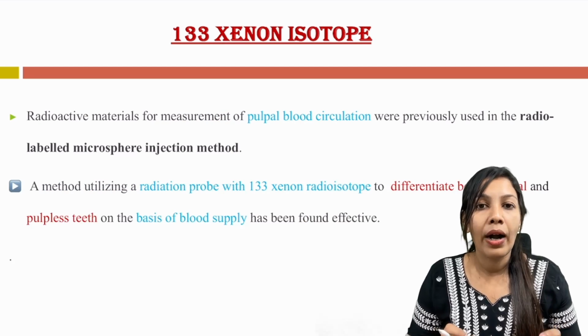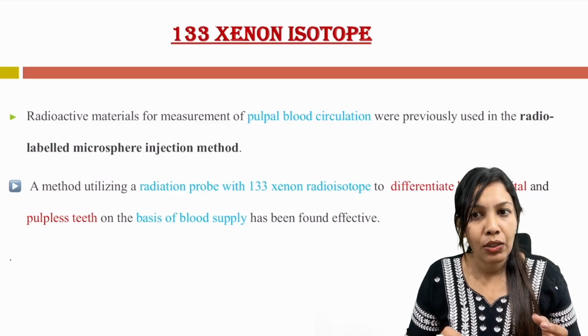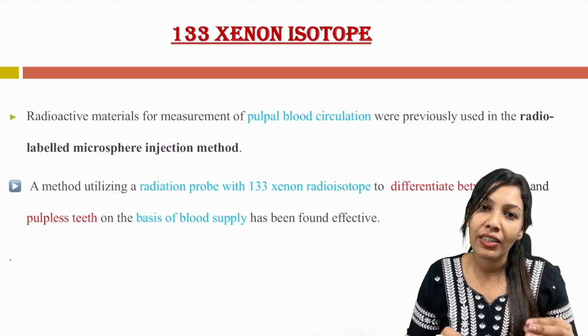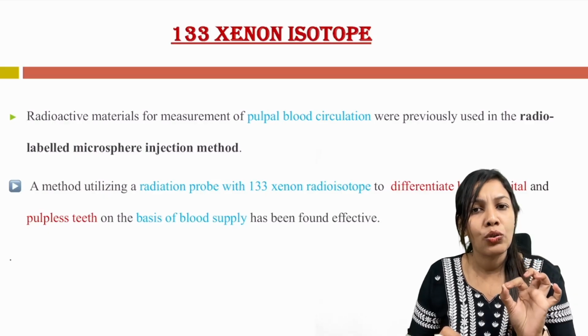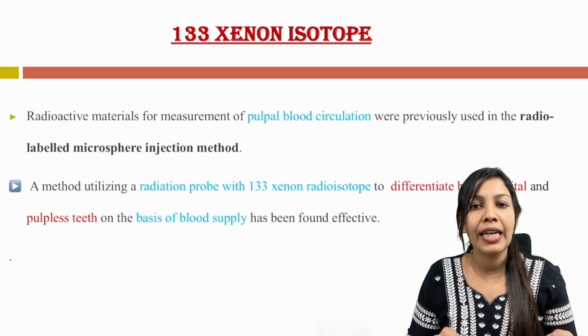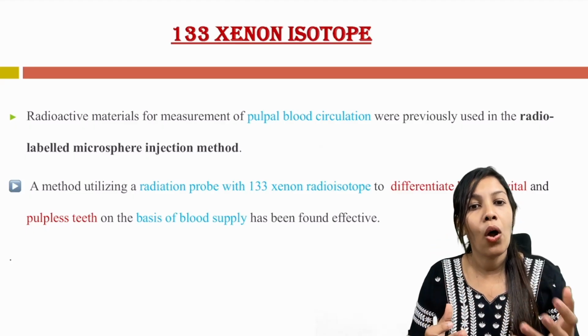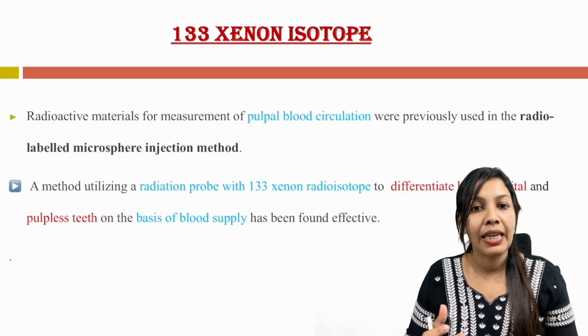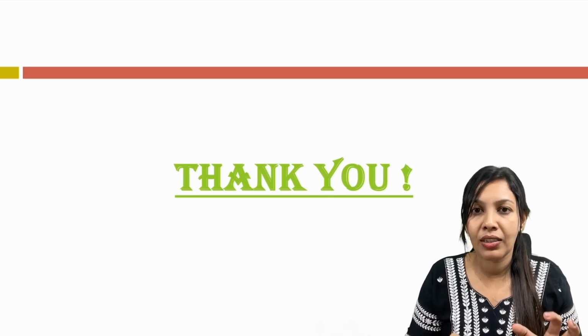The last one is 133 xenon isotope. 133 xenon isotope is used for measuring the pulp blood circulation, where we inject a small labeled radioisotope into the blood, and a probe is used to differentiate the vital and the non-vital or pulpless teeth based on the blood supply. Okay, these are the main important things that you need to study in diagnosis.